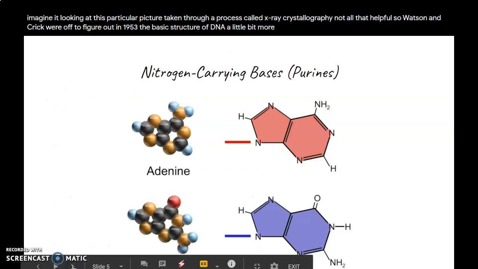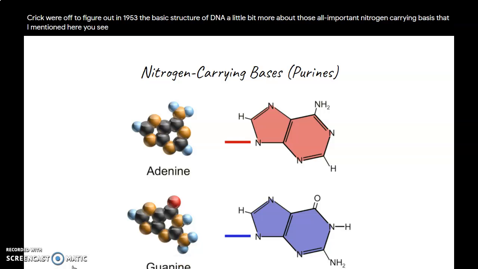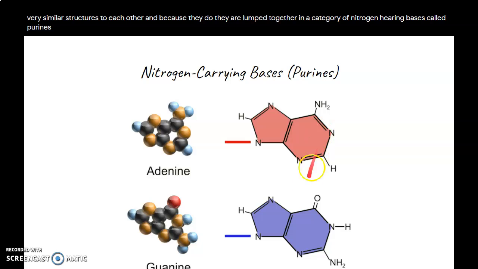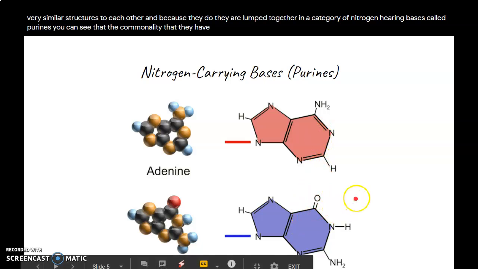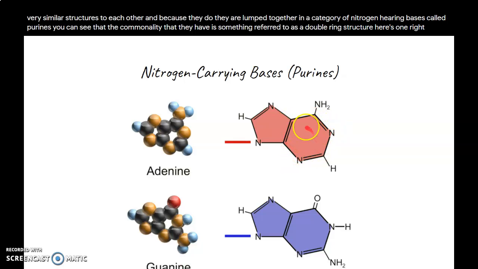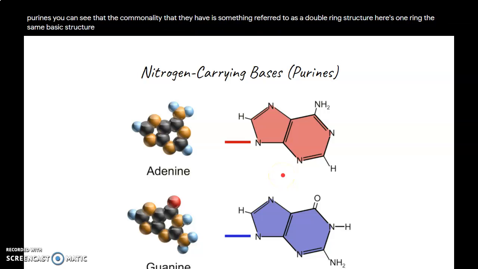A little bit more about those all-important nitrogen-carrying bases that I mentioned. Here you see pictured 2 of them, adenine and guanine. The reason that they're pictured together is because they have very similar structures to each other. And because they do, they are lumped together in a category of nitrogen-carrying bases called purines. You can see that the commonality that they have is something referred to as a double ring structure. Here's one ring, here's another, and you can see the same basic structure with guanine.